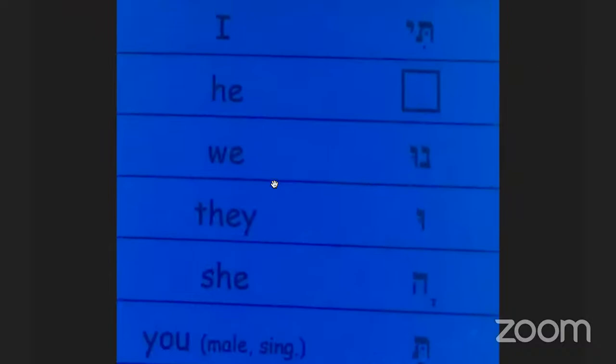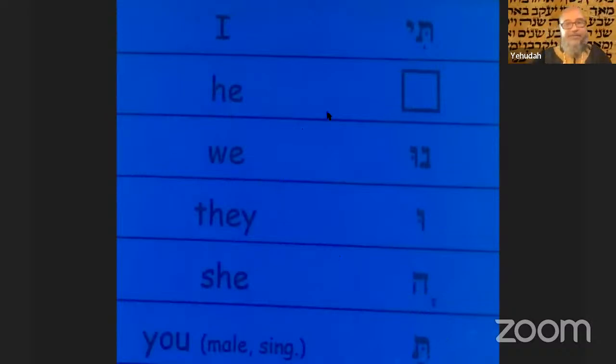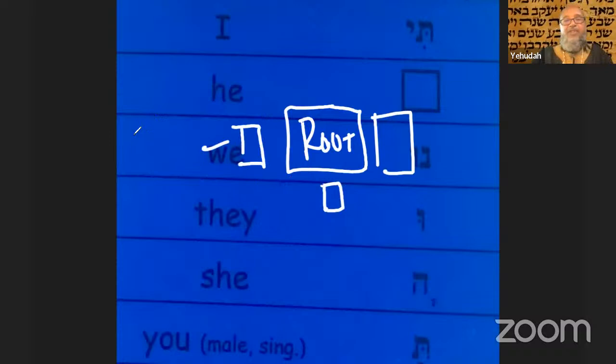Past. Past tense. So if it's in the past, where does it go on the root? On the front, middle, or the end? The end. Thank you. Because when it's at the end, and here we go. So you got your root, right? That's your first box. Then you're going to put something on the front of it, or you're going to put something in the middle of it, or you're going to put something on the end of it. If it's on the end, it's in the past.